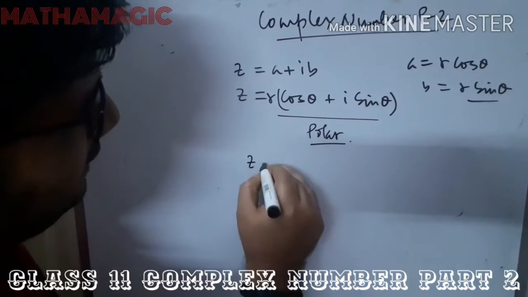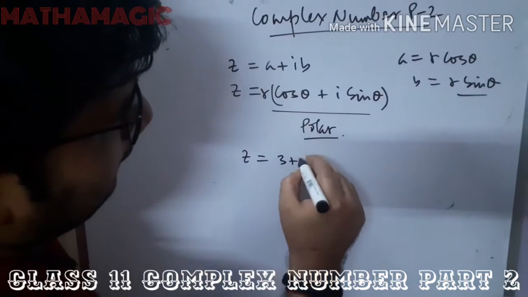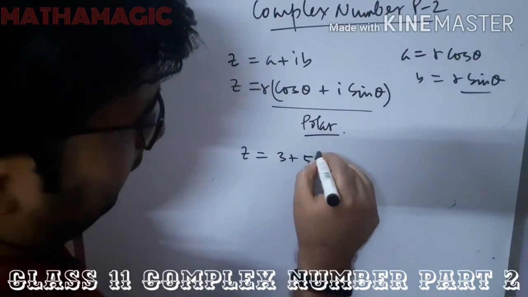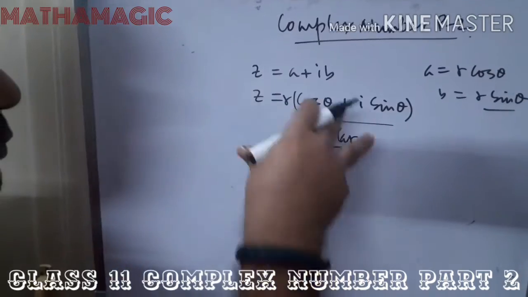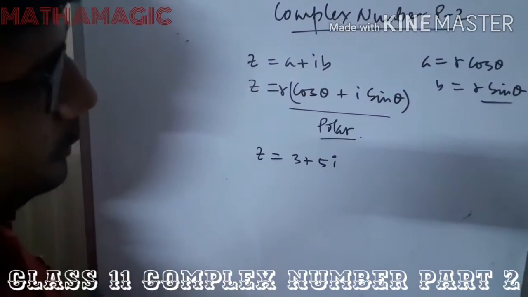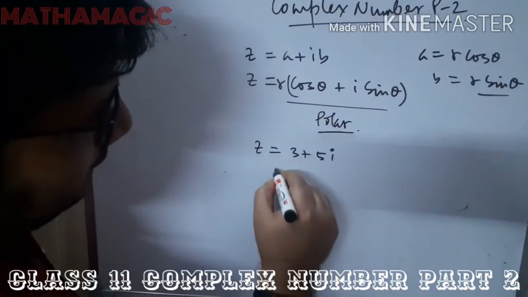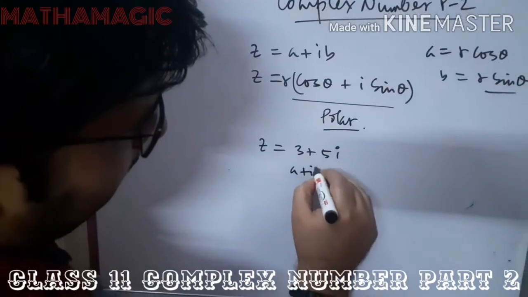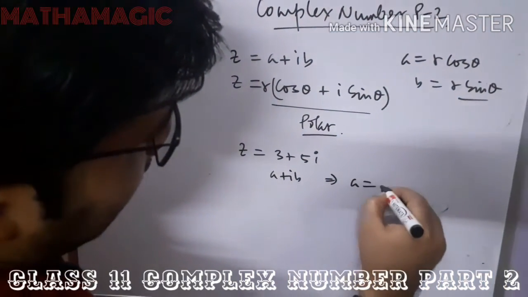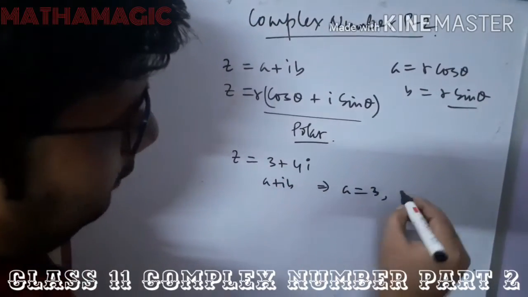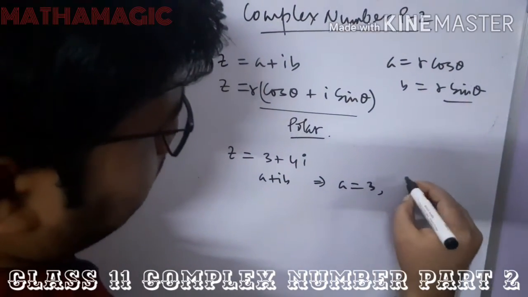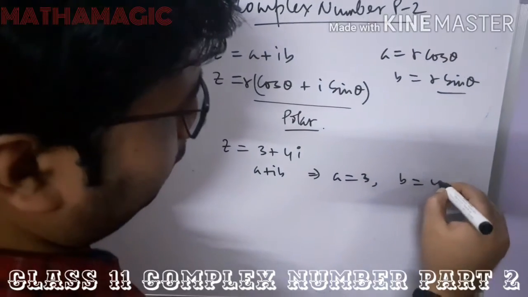So if we have z is equal to 3 plus 5i, this is the question. Now we have to convert the same into the polar form. So what are the things we need to do? By comparison, if we compare it with a plus ib, then easily we can say that a is equal to 3 and let it be 4, so it will be easier to calculate, and b is equal to 4.